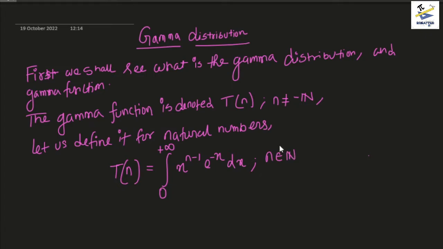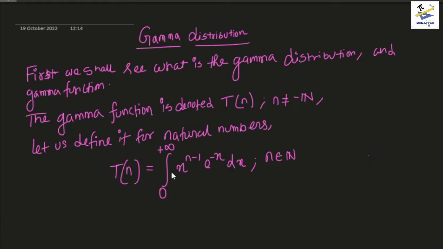For n belongs to natural numbers, that is n is like 1, 2, 3 and so on, all the positive integers, we can define gamma of n as the integral from 0 to positive infinity of x to the power n minus 1 multiplied by e to the power minus x dx. So this representation is basically that of the gamma function.